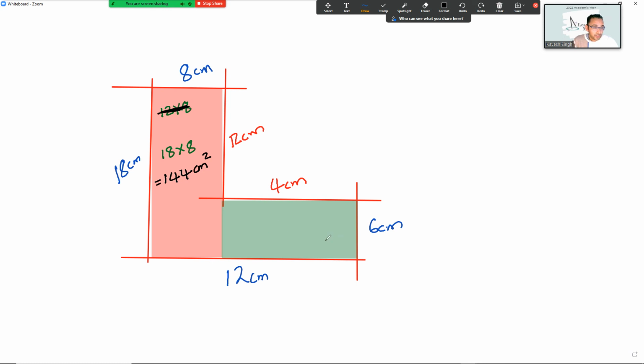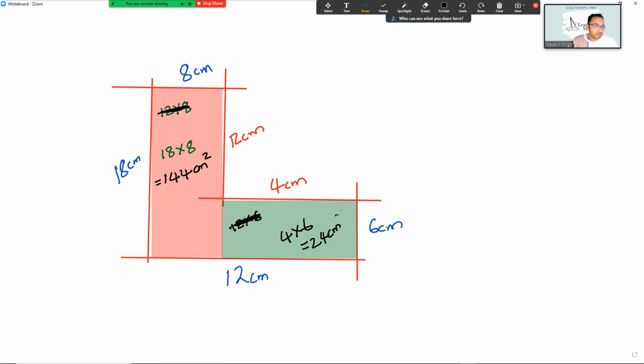For this one you could write 12 times 6, or you could write 4 times 6. You won't write 12 times 6 because 12 is going over the green line. The 12 goes too far. You want to go length until there, and the only length is that one there, which is 4. Because that's 4, that means this small part is also 4. So 12 times 6 is out. 4 times 6 is my length times my width, and 4 times 6 is going to get me 24, so that's 24 centimeters squared.